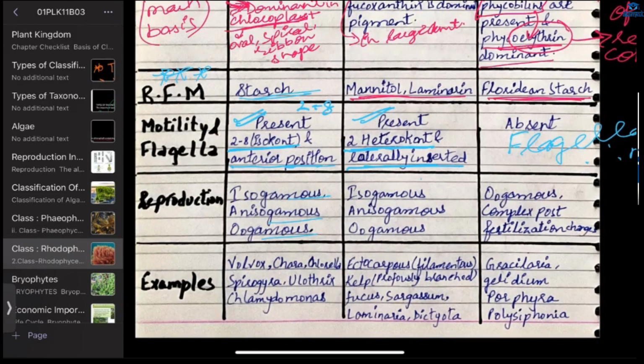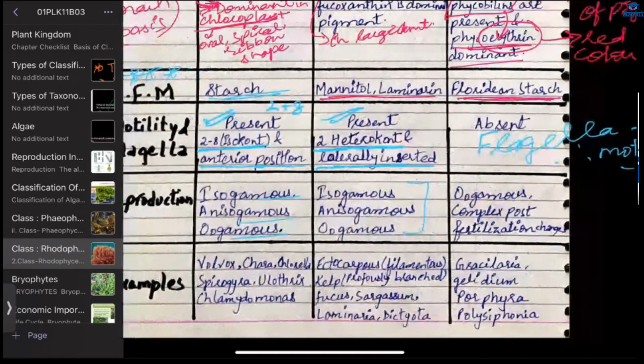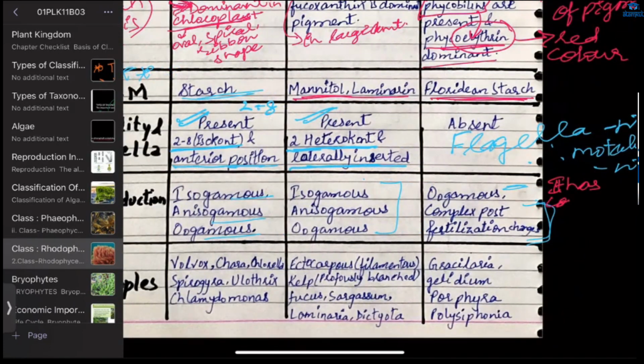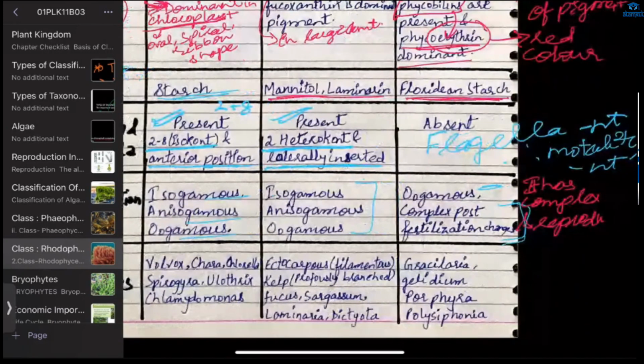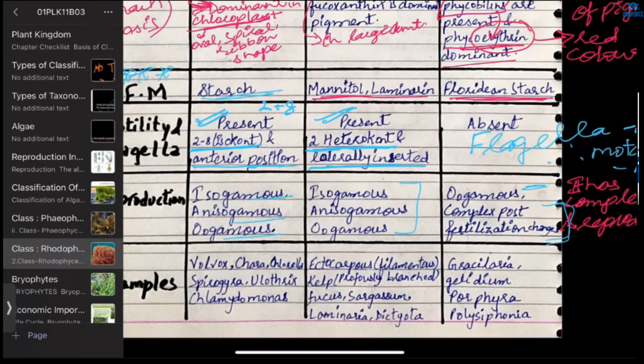Now reproduction in green algae is of isogamous, anisogamous and oogamous type. Both the 3 reproductive types will be seen. Here brown algae will also show all the 3 types of sexual reproduction. Here red algae shows only oogamous type and post fertilization is complex. Here fertilization क्या है? Complex है. Means red algae has complex sexual reproduction. Okay, जो normal reproduction का process है बाकी algae से, in comparison to brown and green algae, it has complex fertilization or complex post fertilization changes.